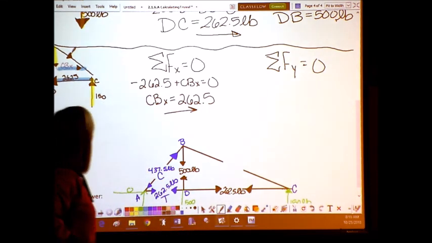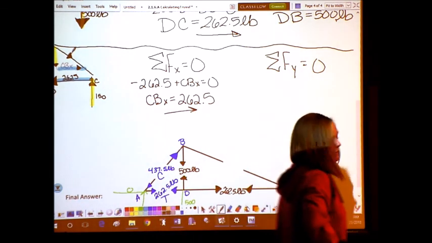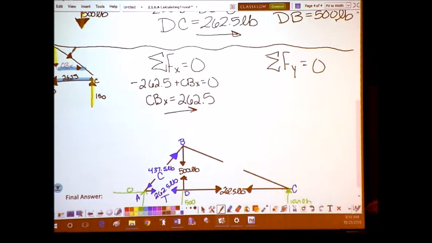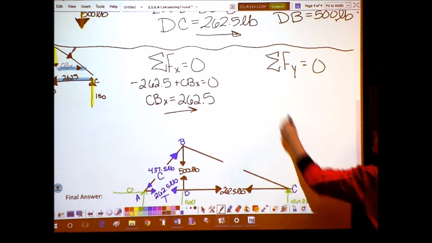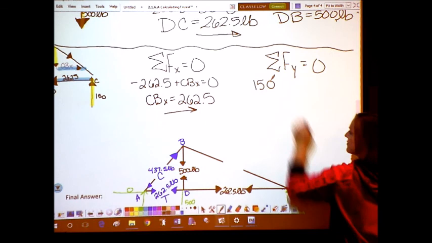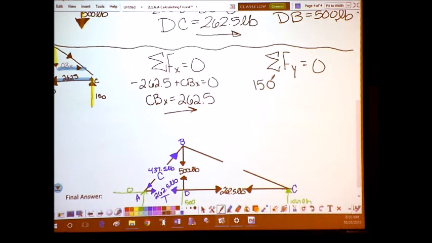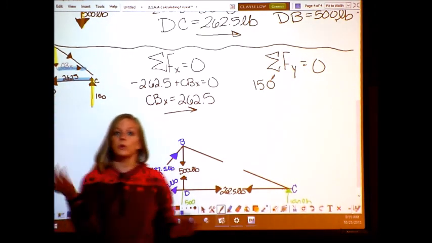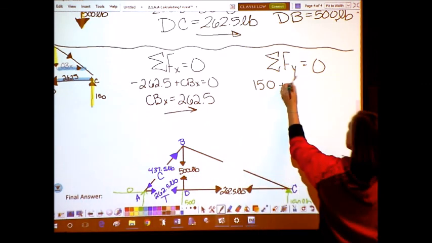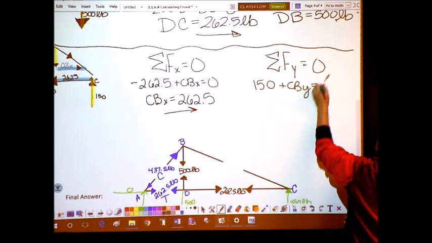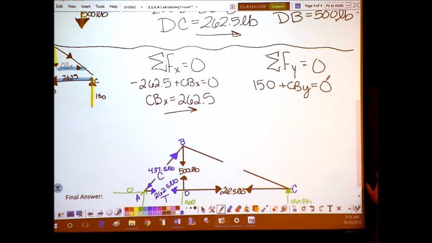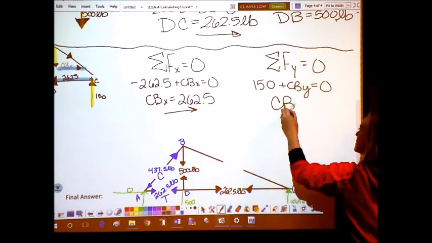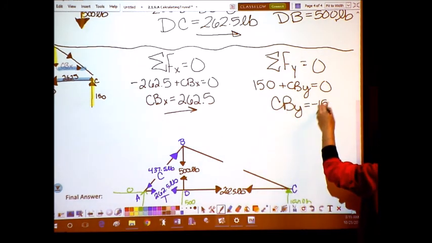Okay, so your Y's. What are the Y's that I highlighted? 150, positive or negative 150? Positive, because it points up. Positive 150, because it pointed up. That's this one. And what about CBY? We don't know it, right? So plus CBY. Subtract 150 from both sides. Negative 150. Yes, Trevor.